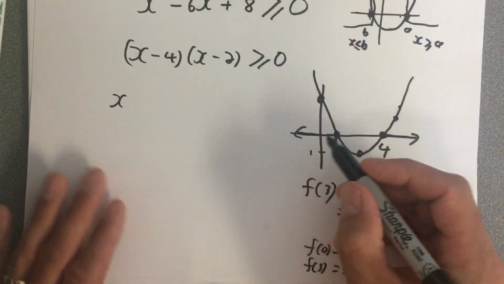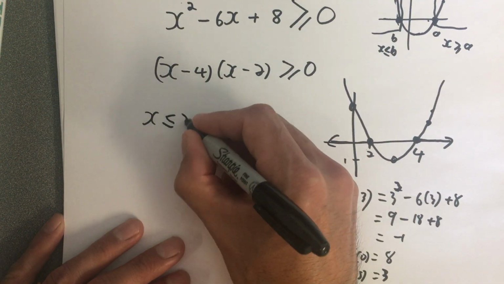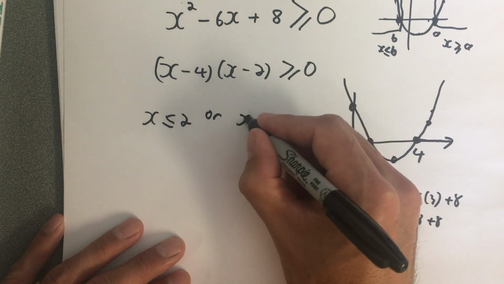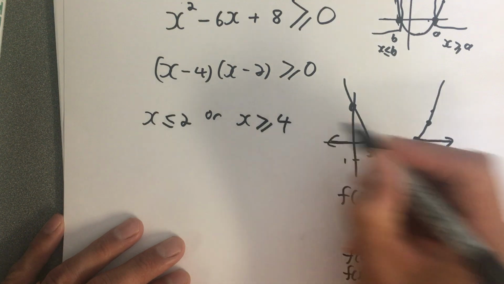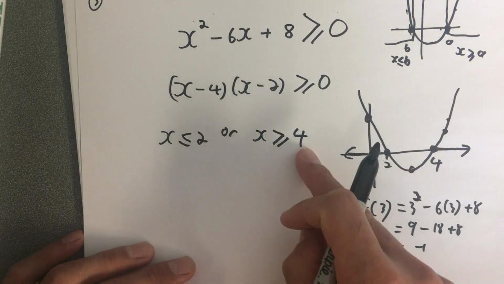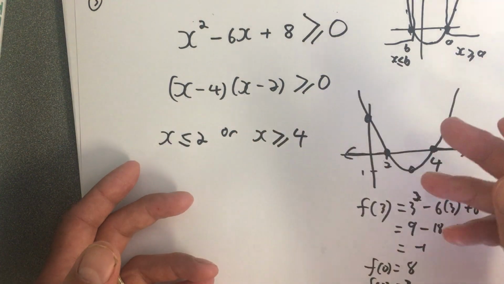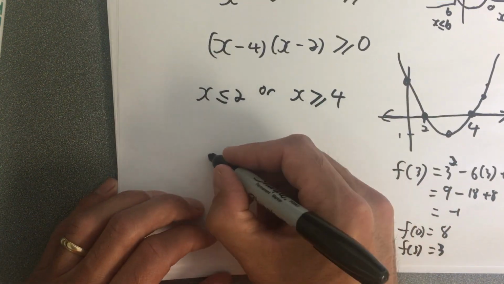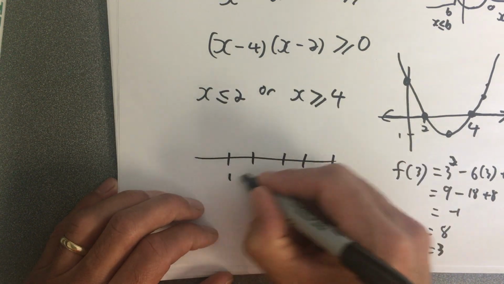Okay, so here's what the answer looks like. x is less than or equal to 2, or x is greater than or equal to 4. Now the word or is important because you cannot be less than 2 and greater than 4 at the same time. So you're either less than 2 or you're greater than 4. That's the full answer.